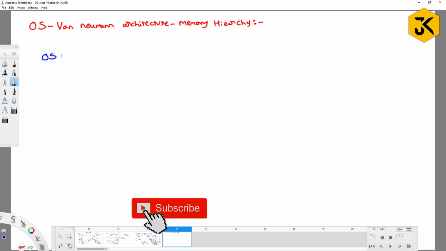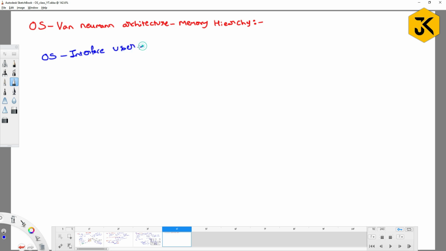Operating system means which can act as an interface between user and computer hardware, right? So basically we have various types of operating systems. One is Windows operating system, Mac operating system, Ubuntu operating system. If you look into mobile related operating systems, that will be Android operating system. Like that, we have various kinds of operating systems.